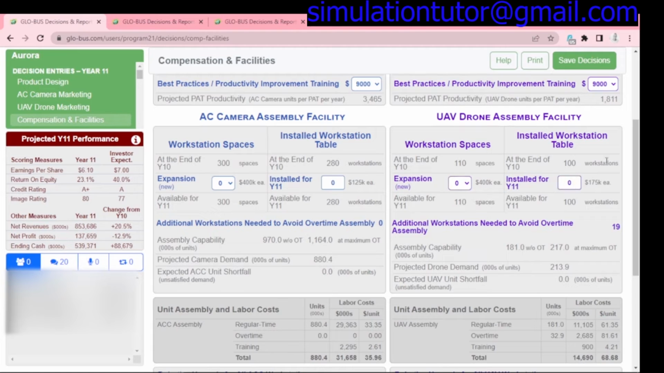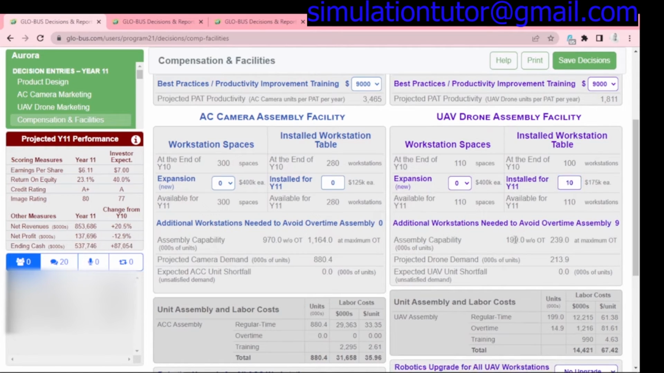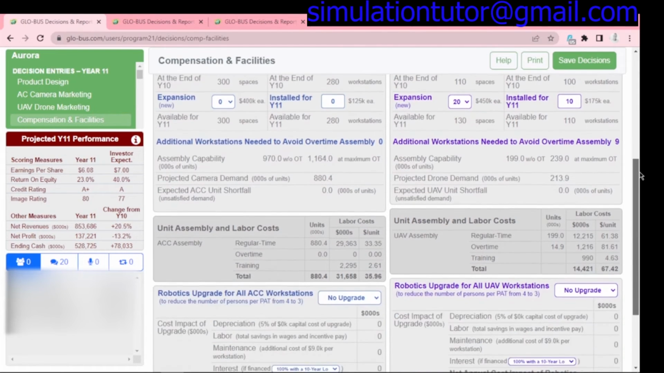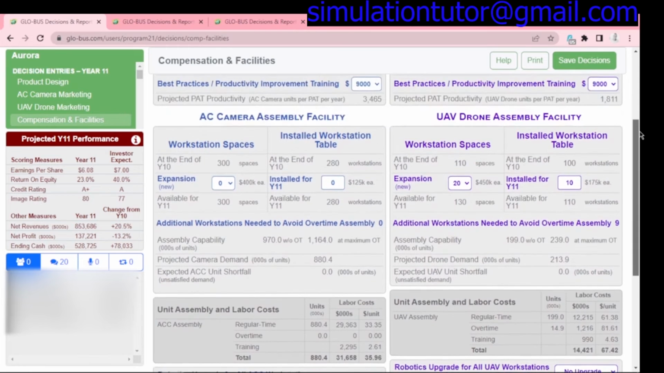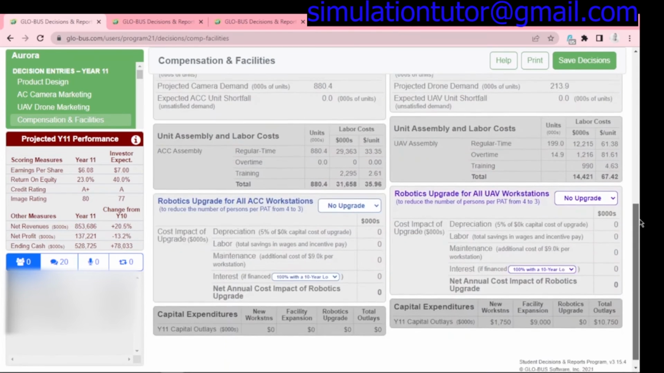I have 100 workstations, so it means I have 10 more spaces available. So maybe I'll fill up the spaces, so 199 and 213. I'll also have to expand, maybe I'll buy 20 new spaces. I think with that it's fine, because we can't avoid working overtime in this case. So with those decisions we are done with the assembly facility.